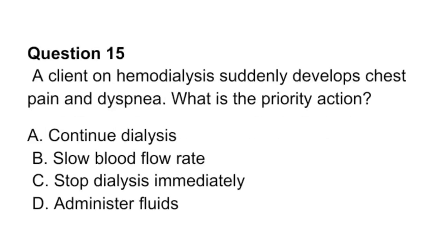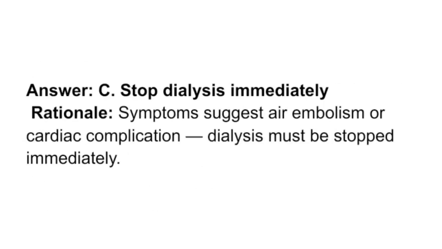Question 15. A client on hemodialysis suddenly develops chest pain and dyspnea. What is the priority action? A. Continue dialysis. B. Slow blood flow rate. C. Stop dialysis immediately. D. Administer fluids. Answer: C. Stop dialysis immediately. Rationale: symptoms suggest air embolism or cardiac complication. Dialysis must be stopped immediately.